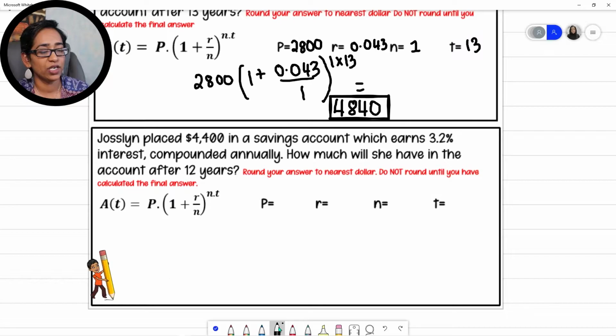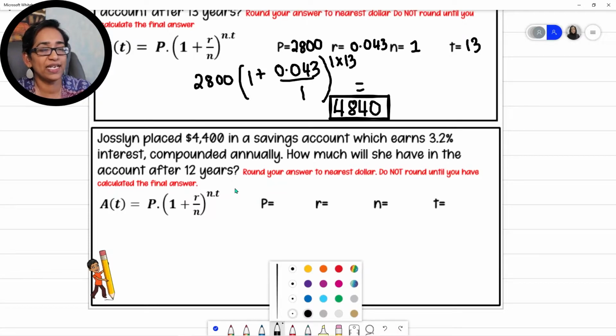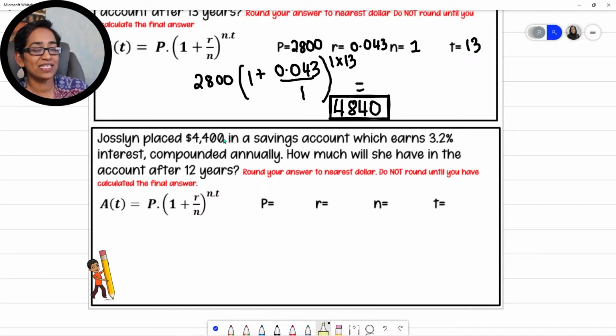All right. Jocelyn placed $4,400 in a savings account, which earned 3.2% interest compounded annually. How much will she have in her account after 12 years? Again, if I see something, I highlight it so I know that's the point of interest.